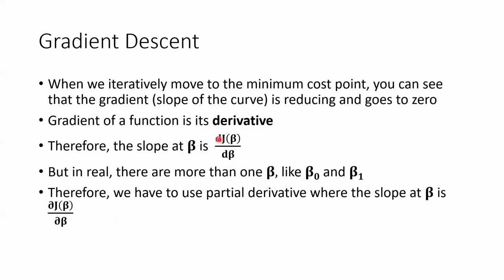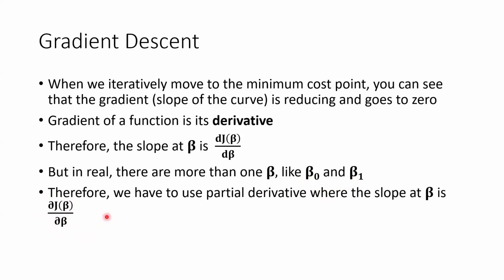So instead of this d, we use this Greek character, known as the del character, right? Del letter. So don't worry, right? This is the actual slope of the curve with respect to a given parameter, right? So we have a curve with respect to multiple parameters. If we take J(beta) as the cost curve with respect to beta 0 and beta 1.